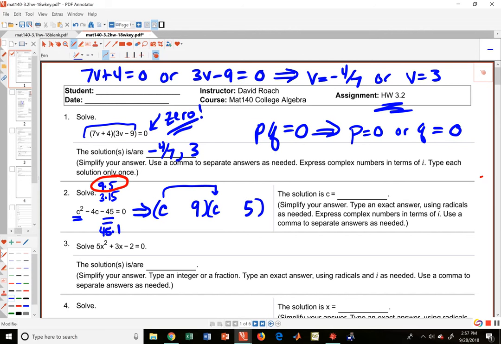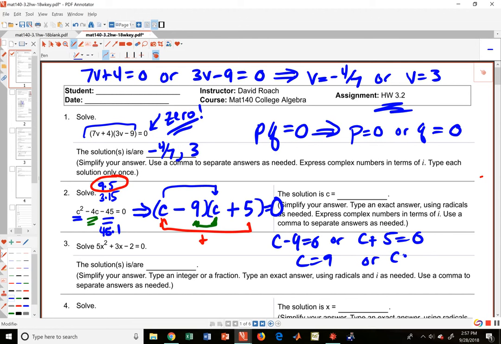So 9 times 5 is 45. And if you put a negative on the 9 and a positive on the 5, when you do your outer plus your inner here, so 5c minus 9c, you'll get negative 4c. So we've got it. Now that's all supposed to be equal to 0. So that says that c minus 9 equals 0, or c plus 5 equals 0. So c equals 9, or c equals negative 5. So those are our two solutions. And remember, we would type the answer with a comma in between.